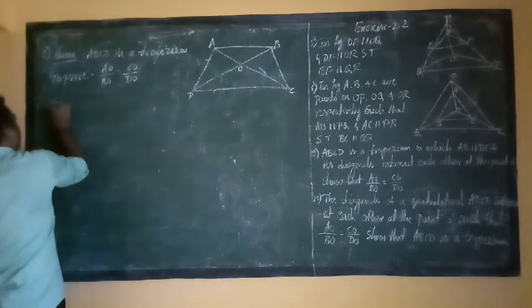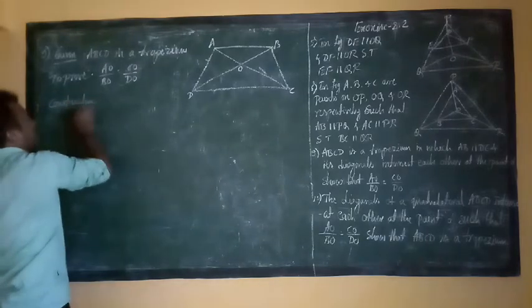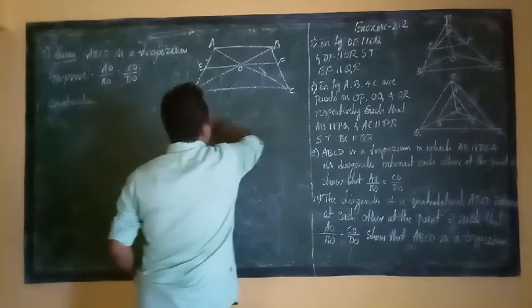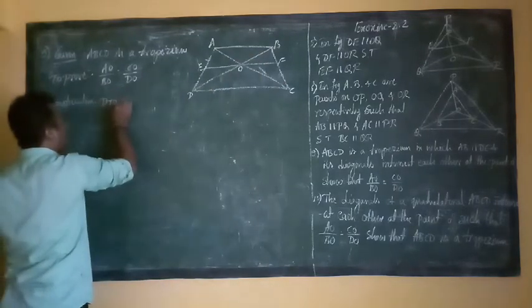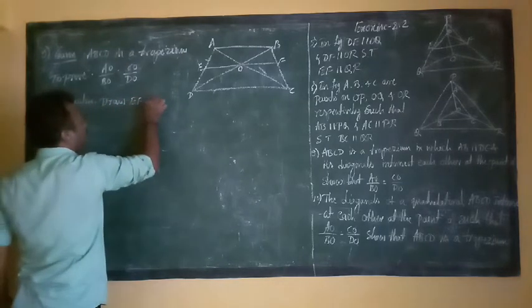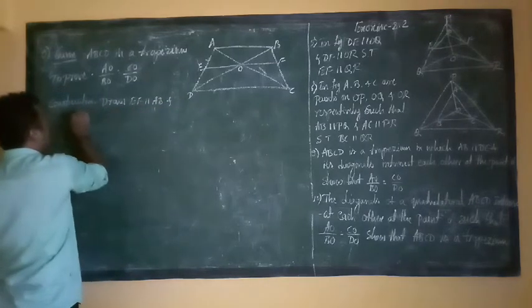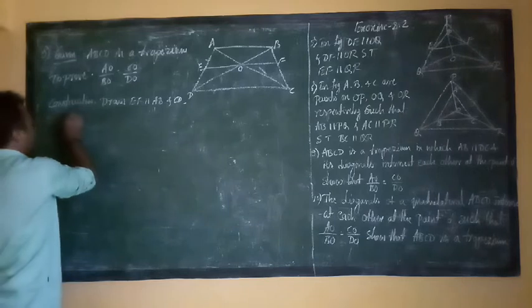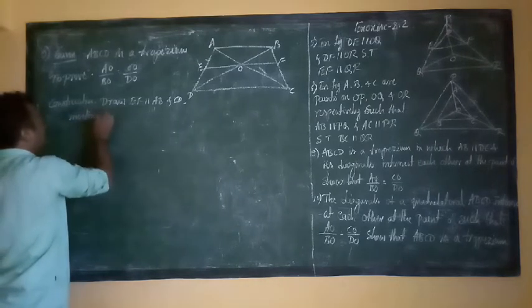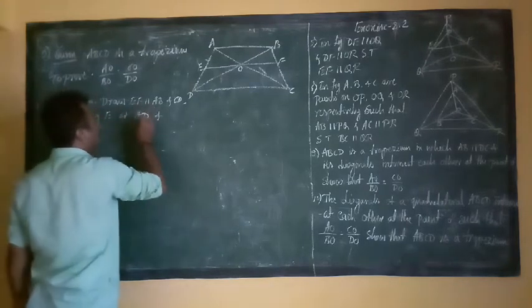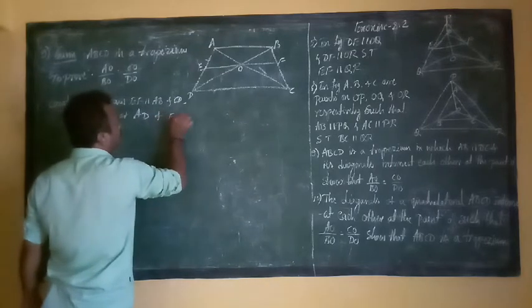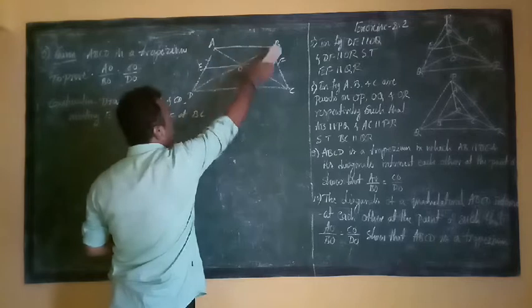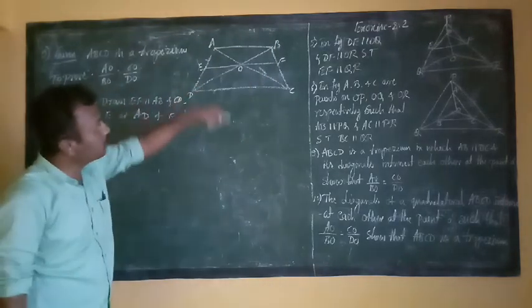Now, a small construction I will do. What is the construction? Draw EF parallel to AB and also CD, meeting AD at E and BC at F. So this is the construction. I will draw the line EF parallel to AB as well as DC. E intersects AD and F intersects BC.